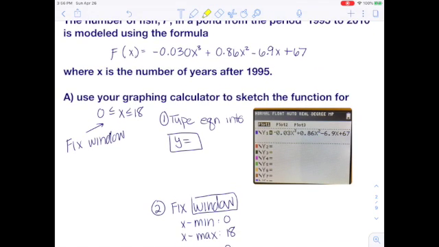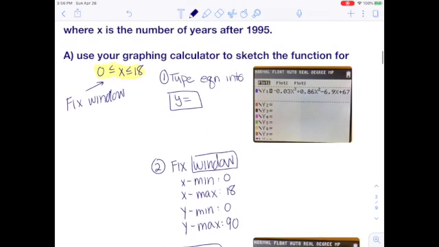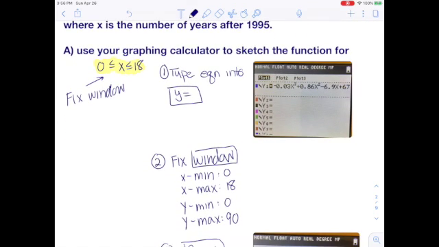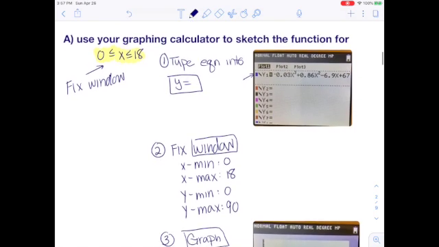All right, so they will usually tell you to fix your window. So they say use the graphing calculator to sketch the function for the range of x values from 0 to 18. I will show you when you need to know that. So first step, you're going to grab your graphing calculator, you're going to hit y equals, and it's going to pop up in y1, that's your first equation. If you have to enter more equations, you'll enter into y2 or y3, of course, but right now just y1. Drop in that whole entire function.